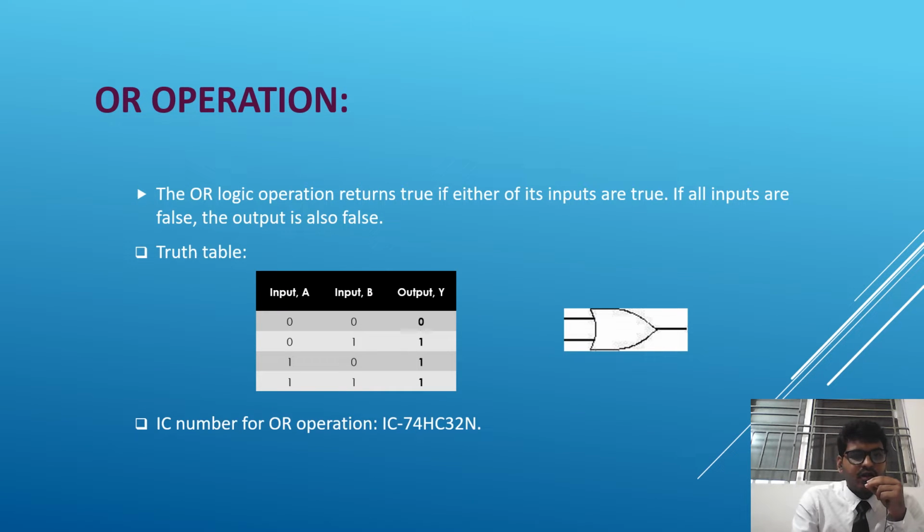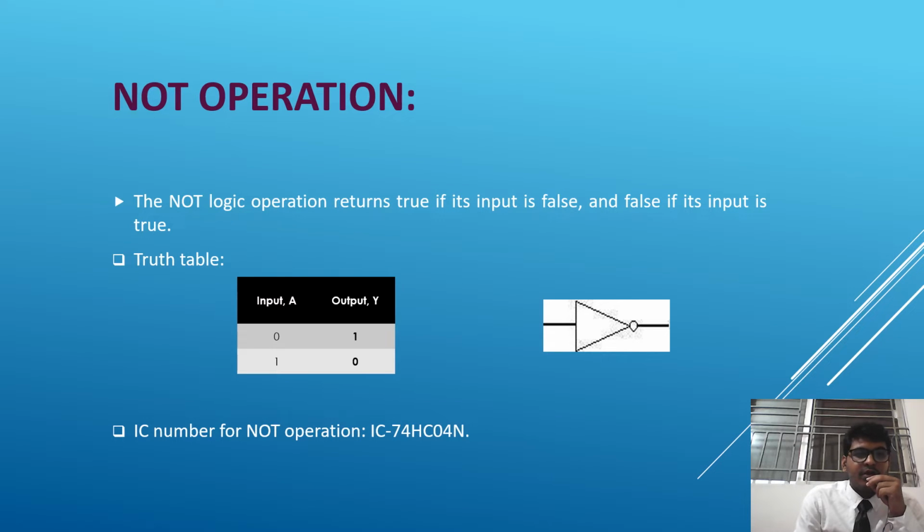OR operation. The OR logic operation returns true if either of its inputs is true. If all inputs are false, the output is also false. IC number for OR operation: 74AC32N. NOT operation. The NOT logic operation returns true if its input is false and false if its input is true. IC number for NOT operation: 74AC04N.